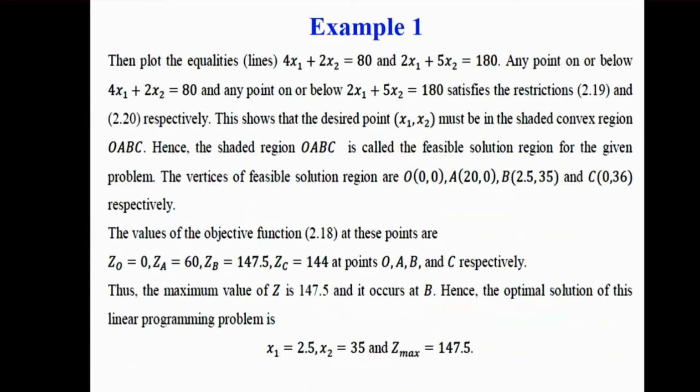So we will see that here. Here you can see Z0 is 0, ZA equals 60, ZB equals 147.5, ZC equals 144. So which is the answer? ZB will be the answer, and this will be the optimal solution. So B is the combination which we need, that is when x1 is 22.5 and x2 is 35, then Z will be the maximum.